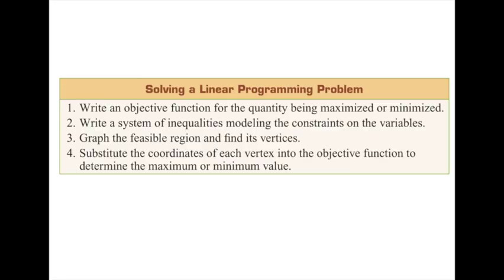Solving a linear programming problem: write an objective function for what you want to maximize or minimize. Write a system of inequalities, or your limitations, your constraints. Graph your feasible region. That's what we've been graphing. That is the region where all of these constraints overlap. Substitute your vertices into your objective function to determine which gives you either the highest or the lowest, depending on what they are trying to get you to do.